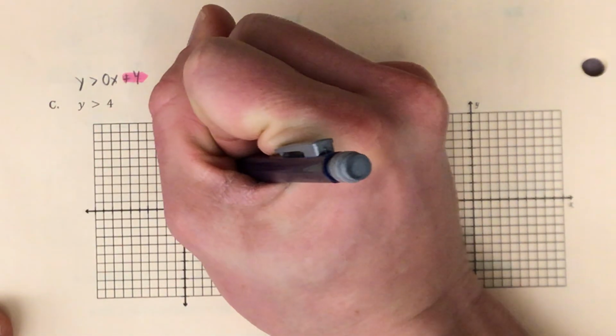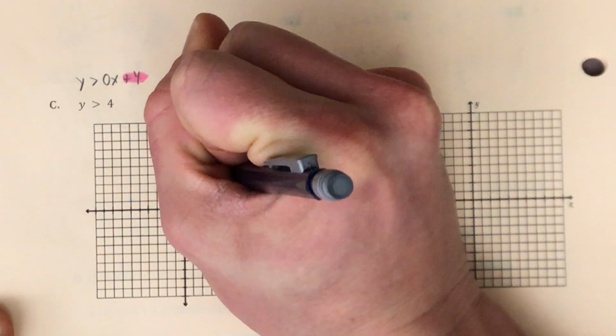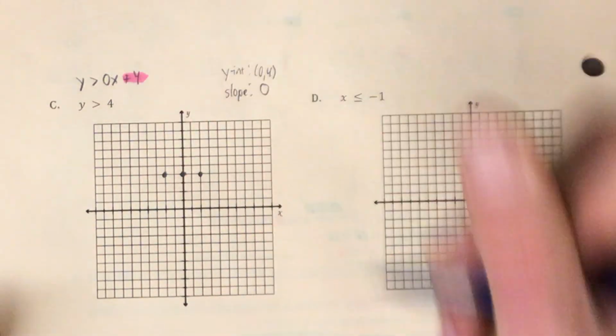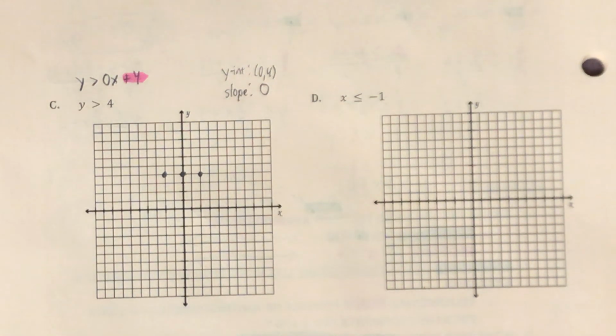So I need to just draw 2 points. Either I could do 2 to the right, 2 to the left, 1 on each side, but just make sure I've got my 3 points just so I can get a nice straight line.